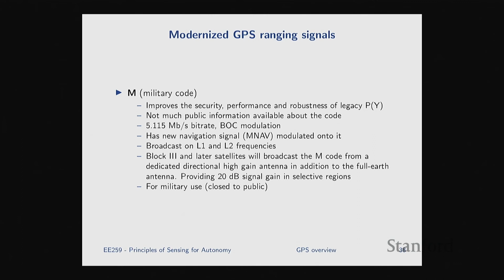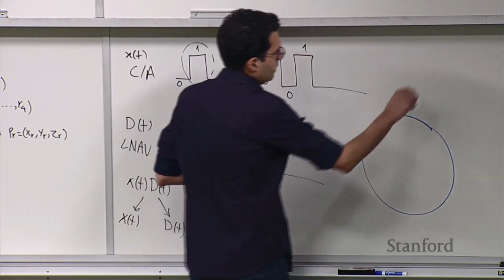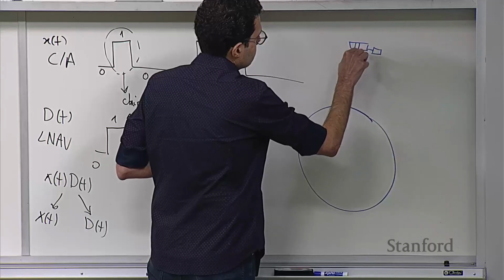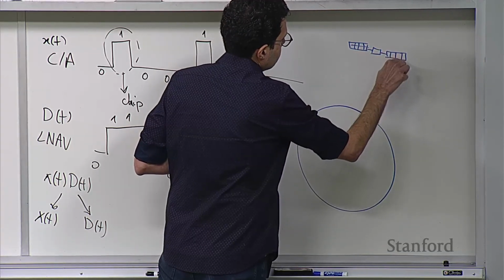One interesting thing with the M code is that the way these satellites broadcast their signals is they have antennas that are very wide in terms of their beam. So if this is the Earth, and this is your little GPS satellite orbiting, pardon my bad drawing.